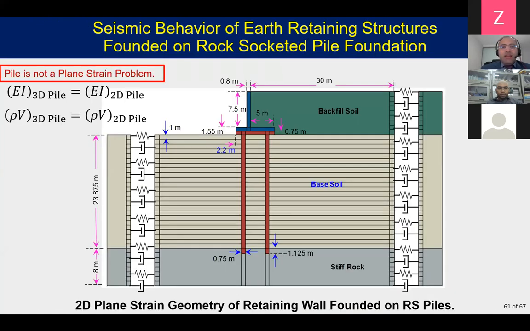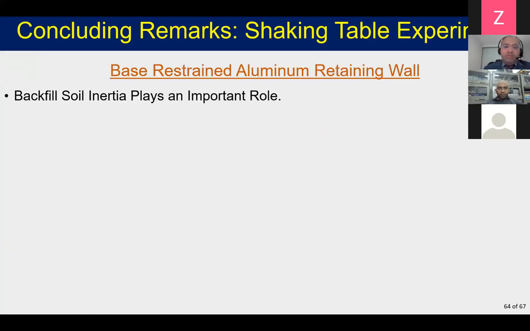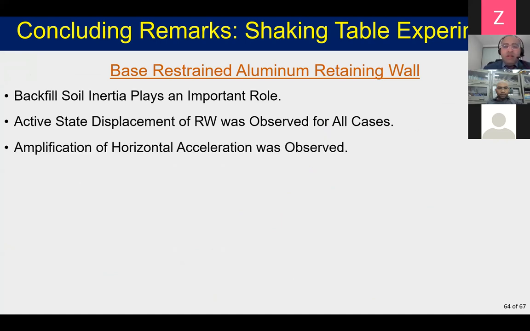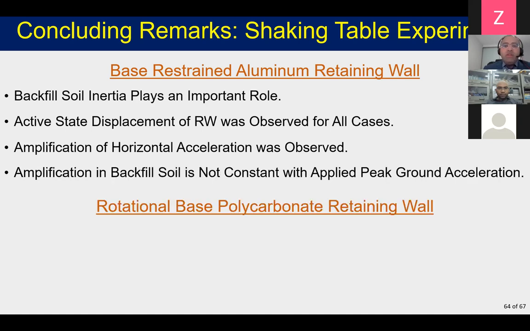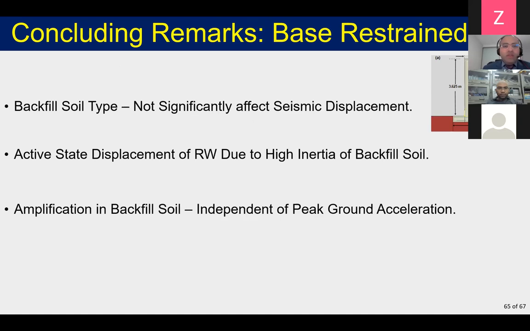I'm so sorry, I ran out of time, so I won't discuss much and will just show you the conclusion. The base resistance and the backfill soil inertia play a very important role in the seismic performance of the retaining wall. Active state displacement of the retaining wall was observed in all the cases, which means the wall is moving away from the soil. We also observed amplification of the horizontal acceleration, which was not constant with the applied ground acceleration. Then there is the rotational and translational displacement, linear and non-linear, which we have already discussed. Soil-wall separation is quite common, and because of this separation the peak pressure should reduce, since there is no contact between the soil and the retaining wall, so you should have lesser peak pressure.